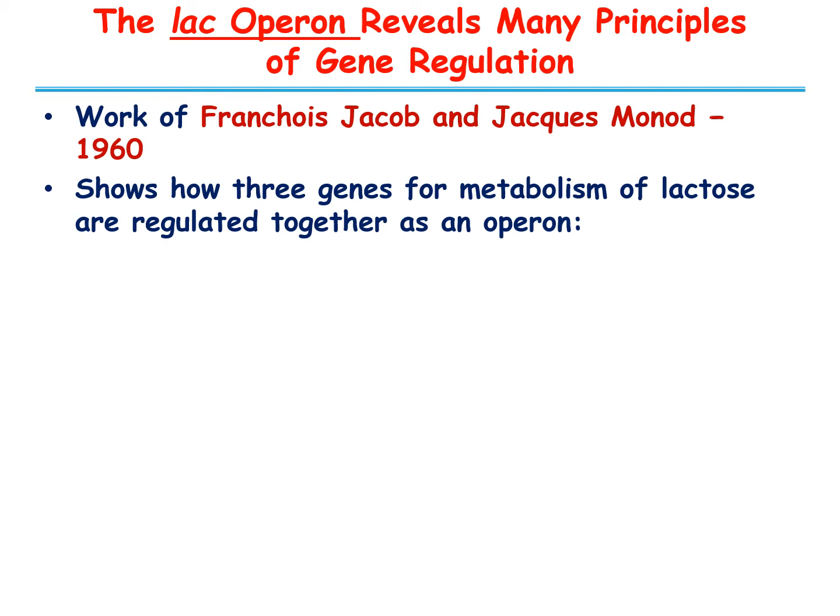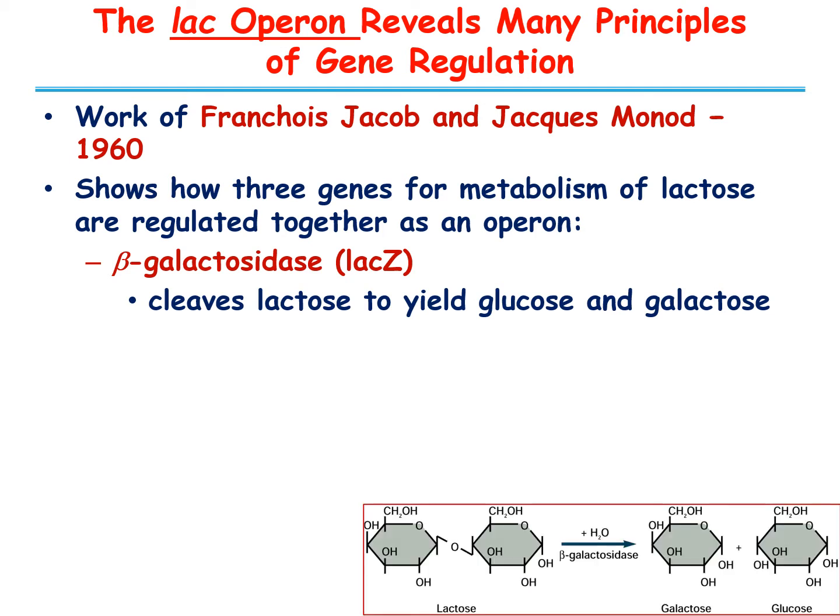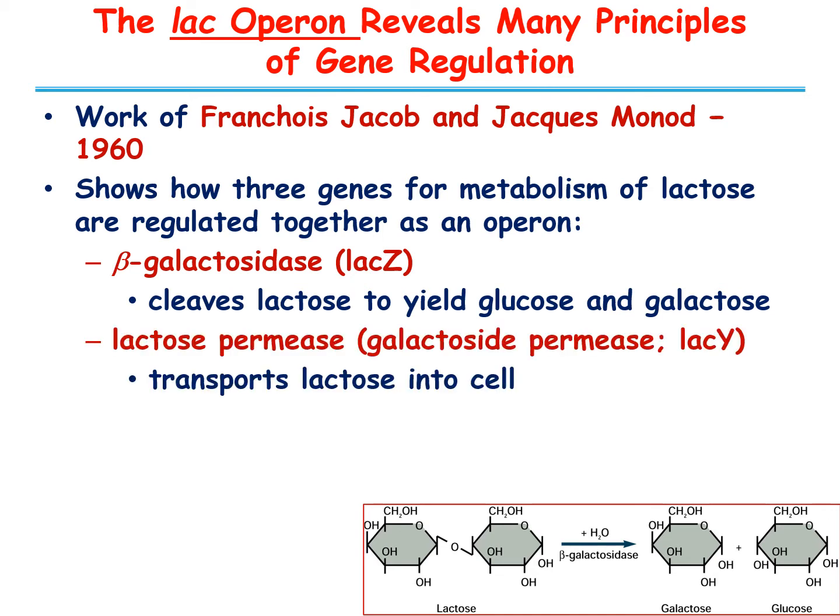So the lac operon has three genes for the metabolism of lactose. The first gene is lacZ, which codes for the protein beta-galactosidase. Beta-galactosidase cleaves lactose into its constituents, galactose and glucose. So when the cell has to utilize lactose, it has to first break lactose down into simpler components, and then the simpler components will be utilized by other metabolic processes.